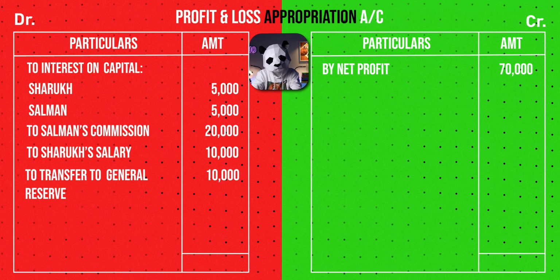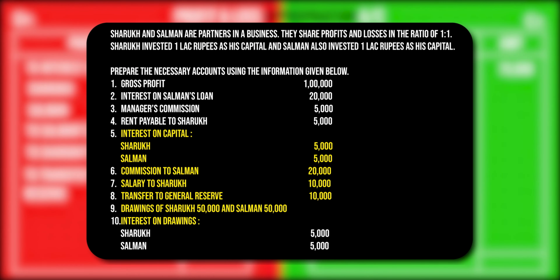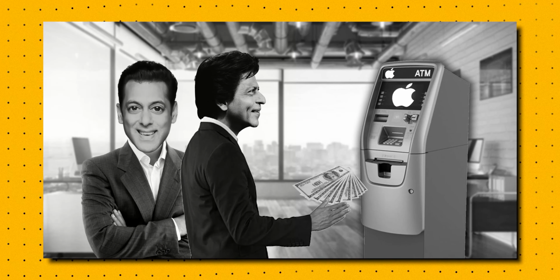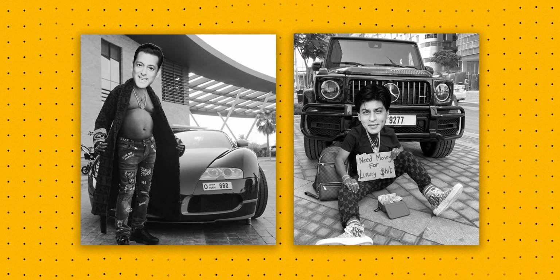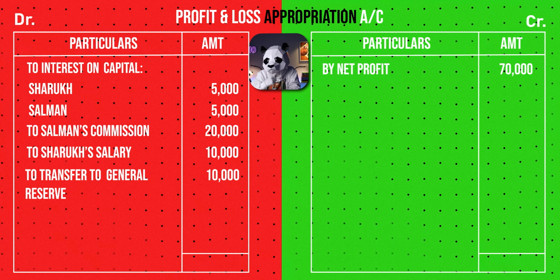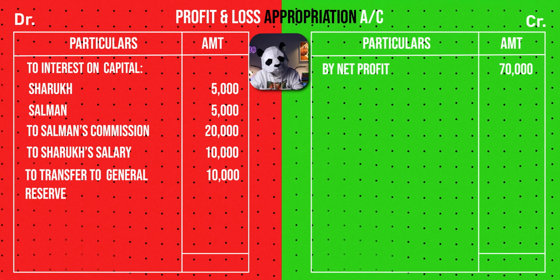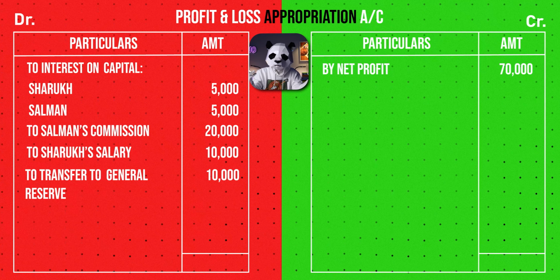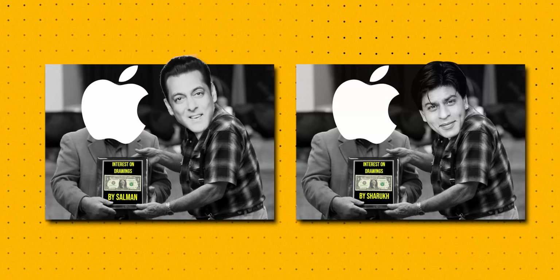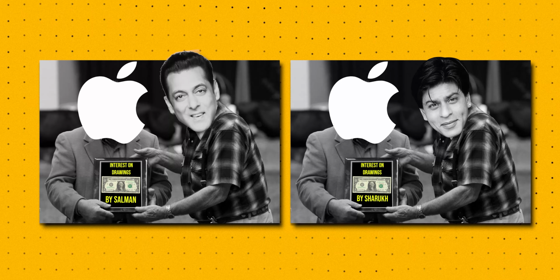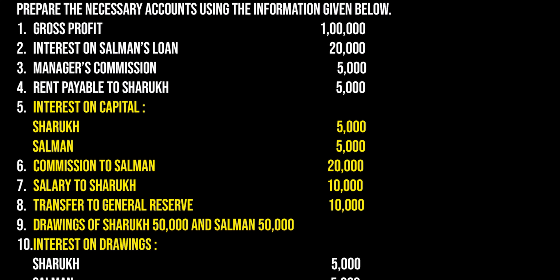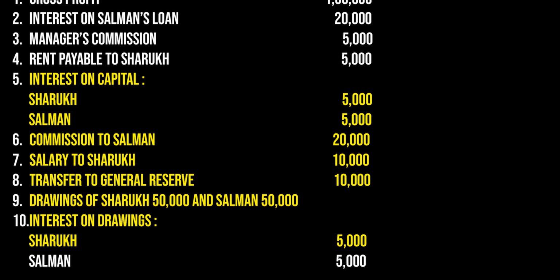Now let's move on to the final item on the list, interest on drawings. Shah Rukh and Salman have withdrawn cash from the business for their personal needs. It's just like a loan taken by them. But instead of taking from a bank, they took that cash from their own business. And for that, the person who withdrew the money is supposed to pay interest to the business. Luckily, it's clearly given in the question that Shah Rukh has to pay 5,000 rupees as interest on drawings to the business and Salman has to pay the same 5,000 rupees as interest on drawings to the business.